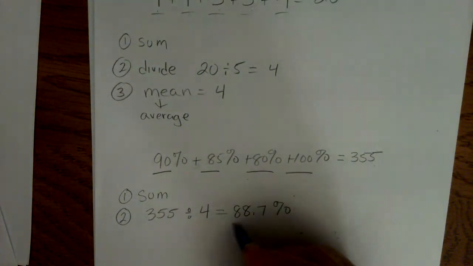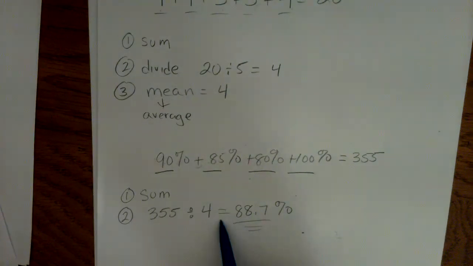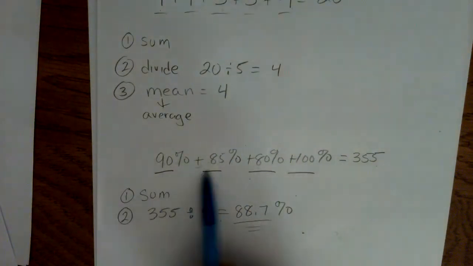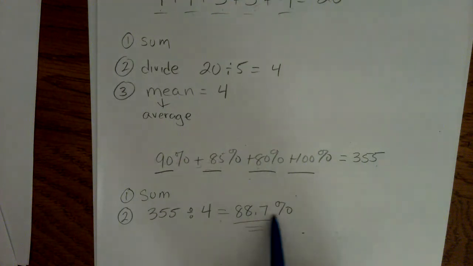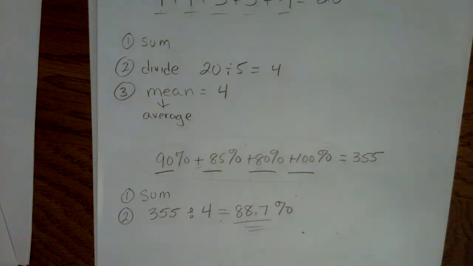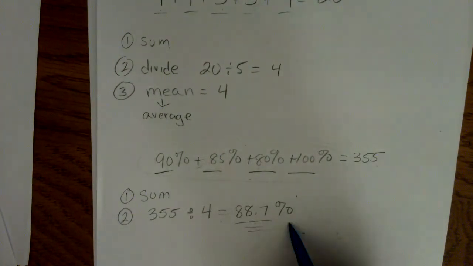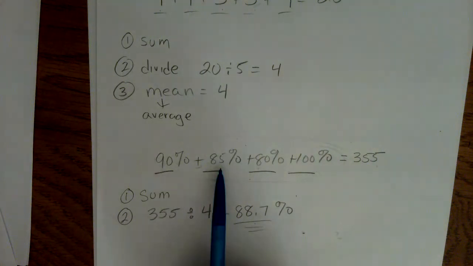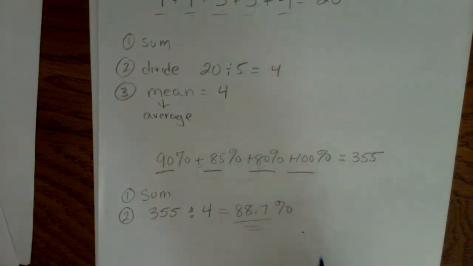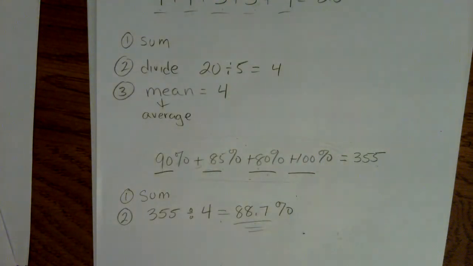Now this makes sense too. I ask myself, does this make sense? A lot of people would give me the answer of 355. And bells should go off in your head saying, oops, I forgot to divide, because 355 is well above any of these numbers. Okay, my mean has to be within my range of 80 to 100. So my mean for this would be 88.7. My steps again: 90 plus 85 plus 80 plus 100, and then divide it by how many tests I am splitting them between.